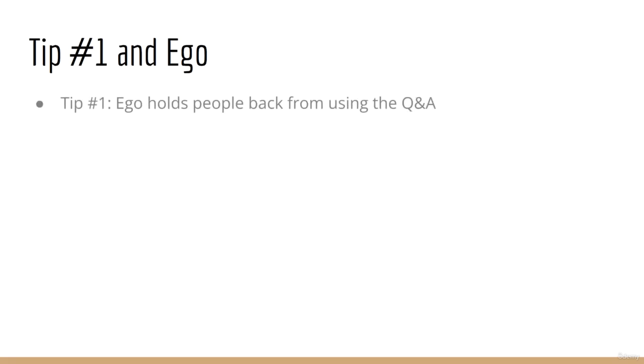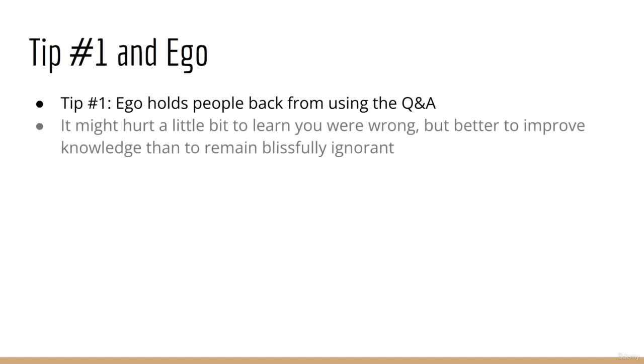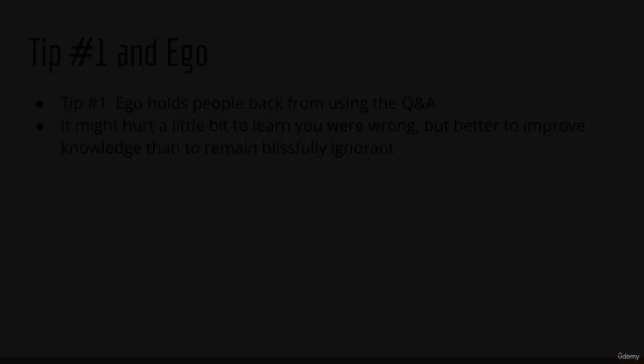For tip number 1, ego holds people back from using the Q&A. Often, using the Q&A involves you asking a question which reveals your mistaken assumptions, which will then be corrected by whomever answers the question. This might hurt you a little bit, knowing that you got something wrong. But as mentioned, it's better to learn that you are wrong instead of continuing to be wrong and blissfully ignorant.